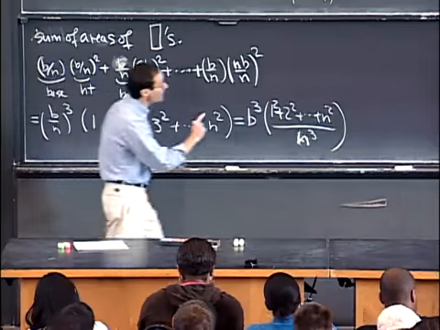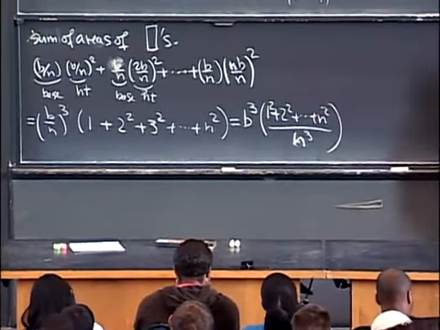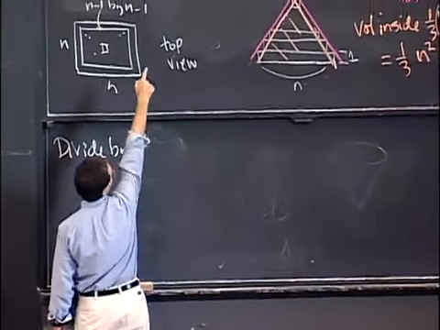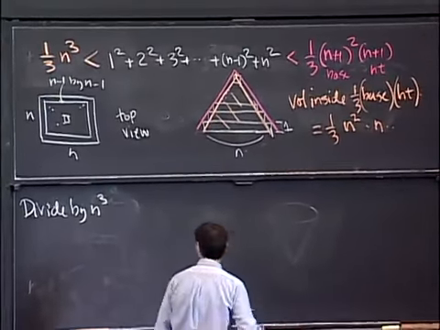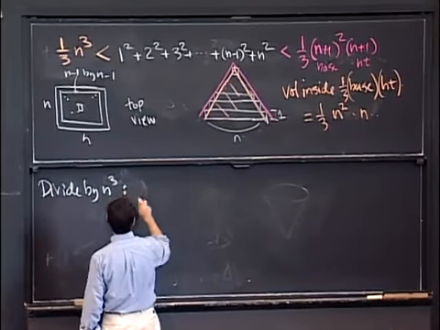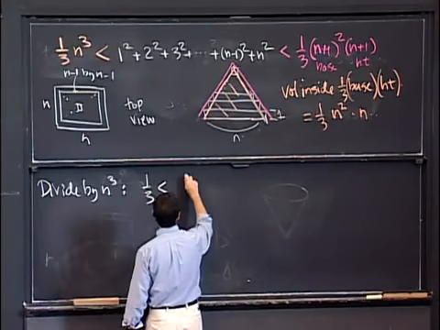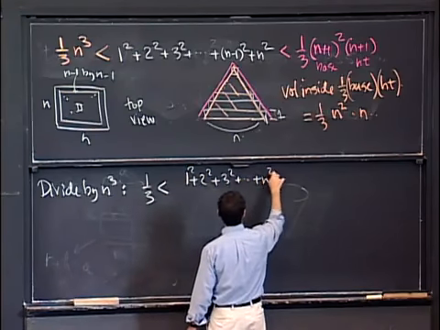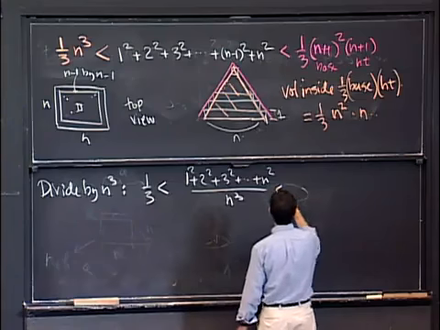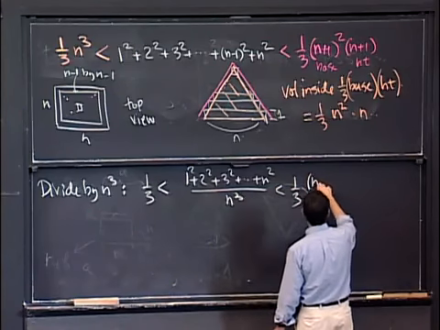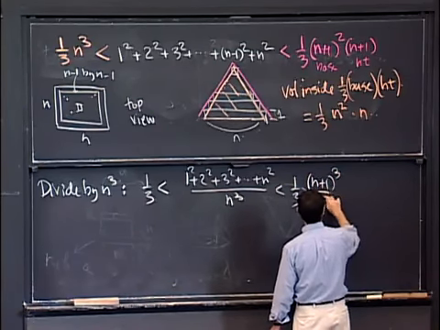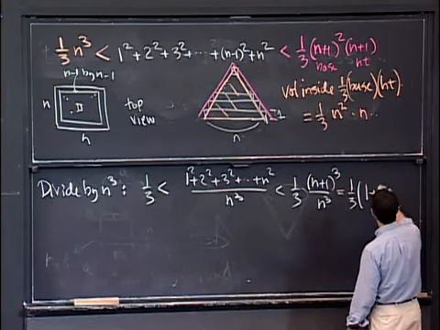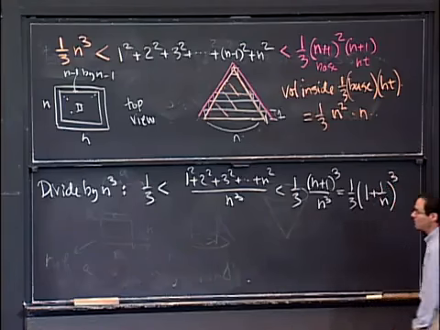All right? So the right thing to do is to divide what I had up there, divide by n cubed in this set of inequalities, and what I get here is: a third is less than (1 squared plus 2 squared plus 3 squared plus ... plus n squared) divided by n cubed, which is less than 1/3 times (n plus 1) cubed divided by n cubed, and that's a third times (1 plus 1 over n) cubed.